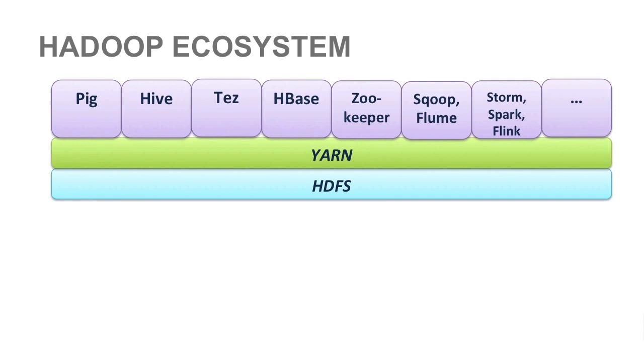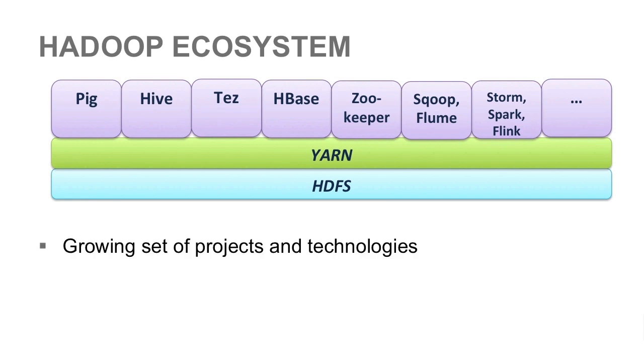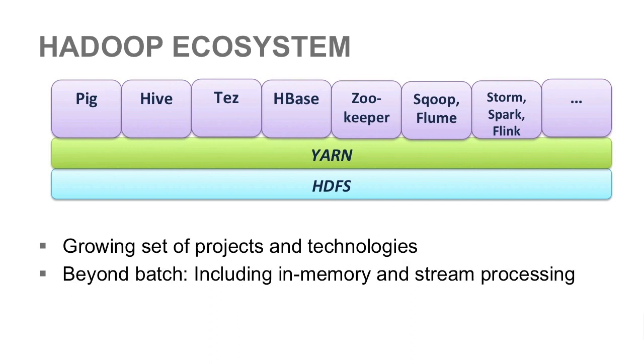So to summarize, with Hadoop ecosystem, we have a growing set of projects and technologies, and one of the major thrusts today, which we see with Spark, Flink, and Storm, is moving beyond batch processing that characterizes the traditional Hadoop, particularly by using the in-memory computing and stream processing.